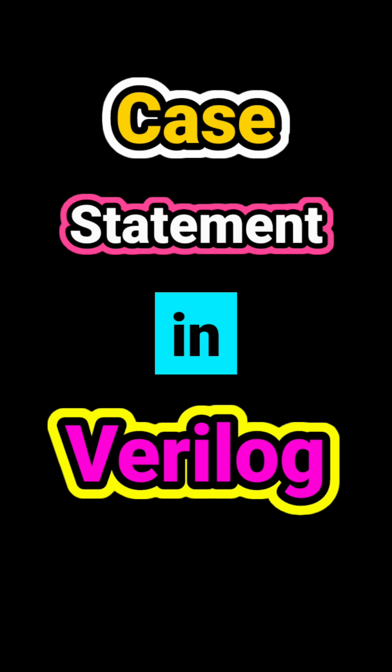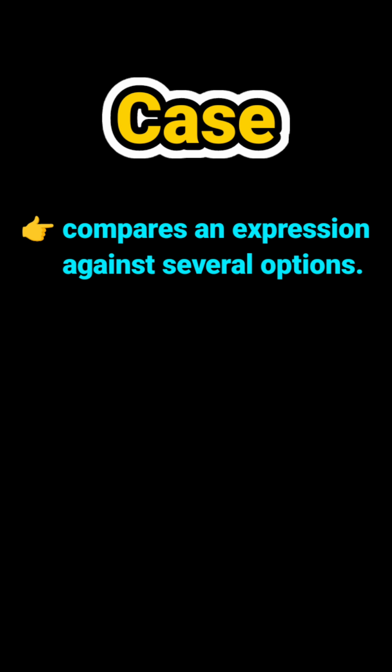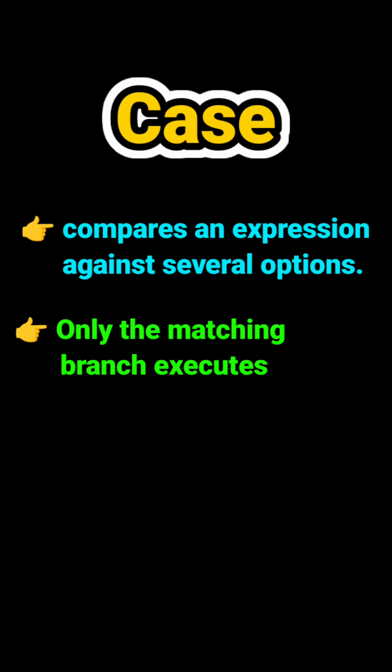In Verilog, the case statement is used for decision-making. It's similar to an if-else ladder, but much cleaner when you have multiple choices. The first one is basic case. The normal case compares an expression against several options. Only the matching branch executes.